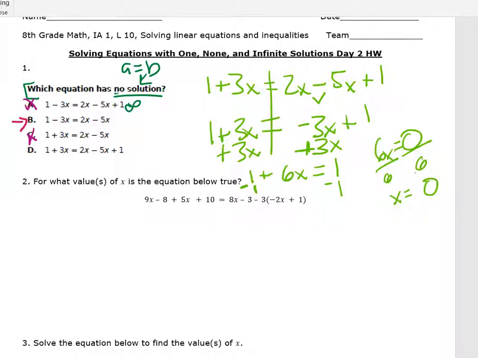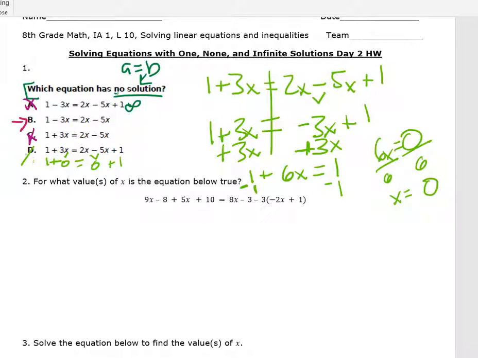And that feels weird to me, so I'm just going to quickly plug it in over here. 1 plus 3 times 0, which is 0. And then 2 times 0 minus 5 times 0, which is also 0, is going to leave me with plus 1. So then I would be left with 1 plus 0 equals 0 plus 1, which is basically 1 equals 1, which is infinitely many solutions.